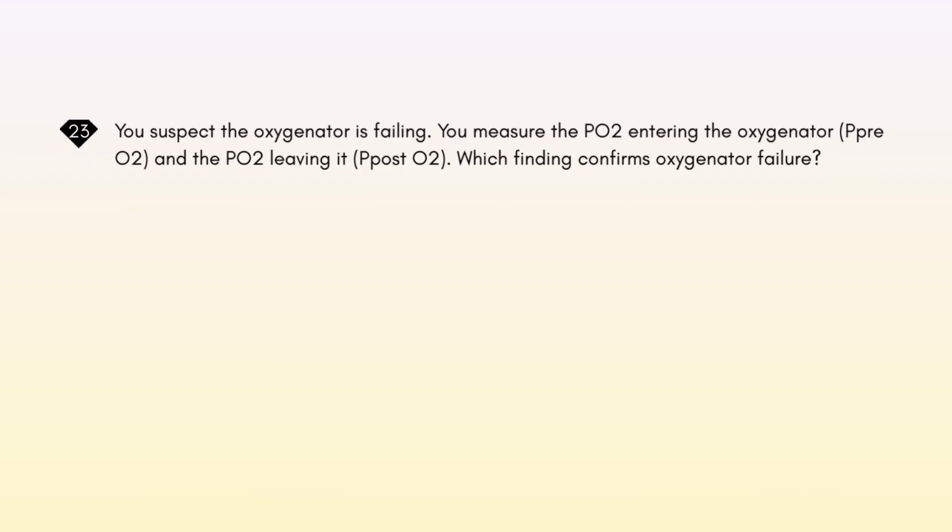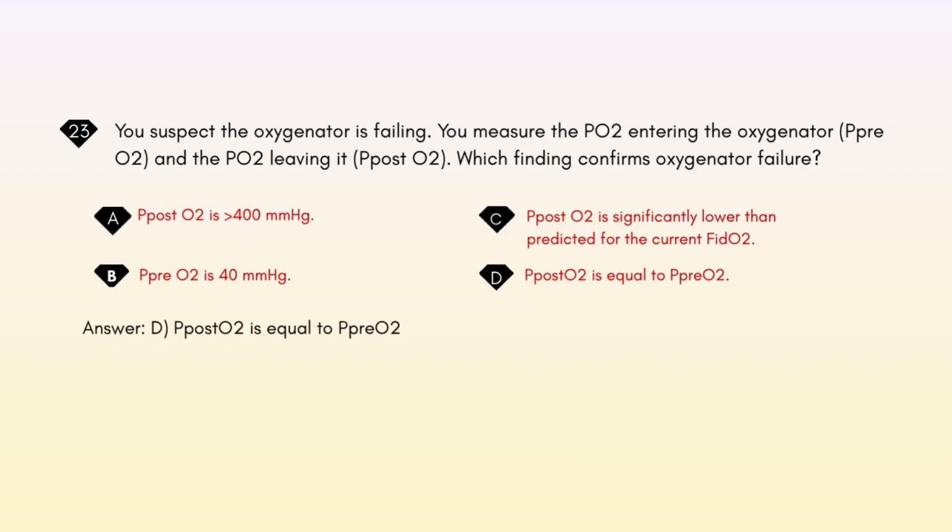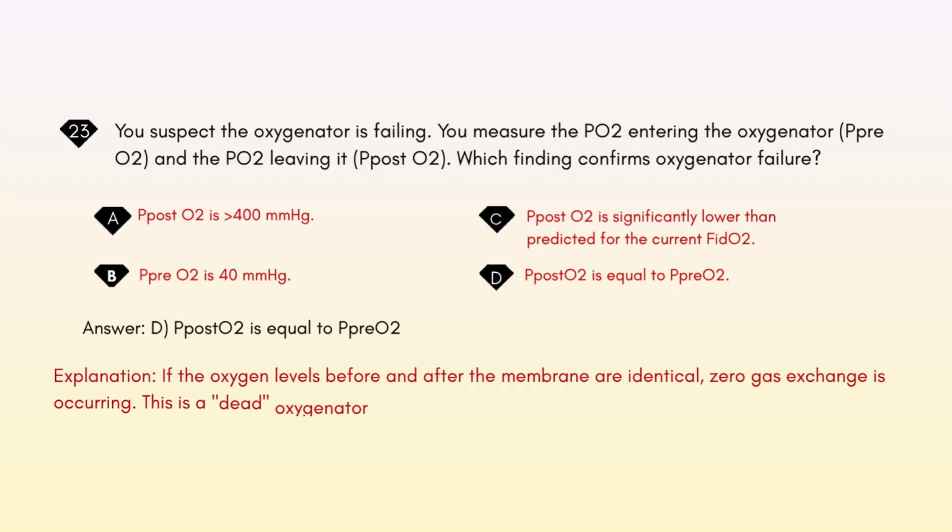Which finding confirms oxygenator failure? A. Post-O2 is greater than 400 mm of mercury. B. Pre-O2 is 40 mm of mercury. C. Post-O2 is significantly lower than predicted for the current FiO2. D. Post-O2 is equal to pre-O2. Answer: D. Post-O2 is equal to pre-O2. Explanation: if the oxygen levels before and after the membrane are identical, zero gas exchange is occurring. This is a dead oxygenator that requires immediate replacement.